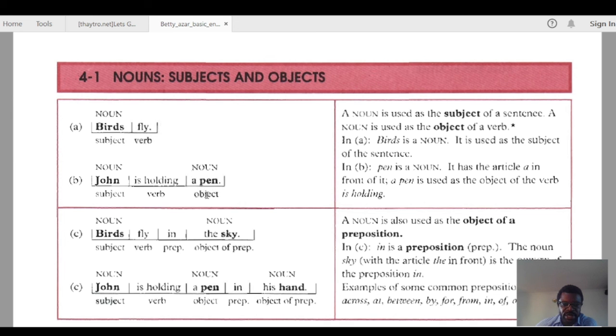So if I don't want to say a pen, I'll say John is holding it. You see, this is the object of the verb. The object of this verb. What is John holding? He is holding a pen.